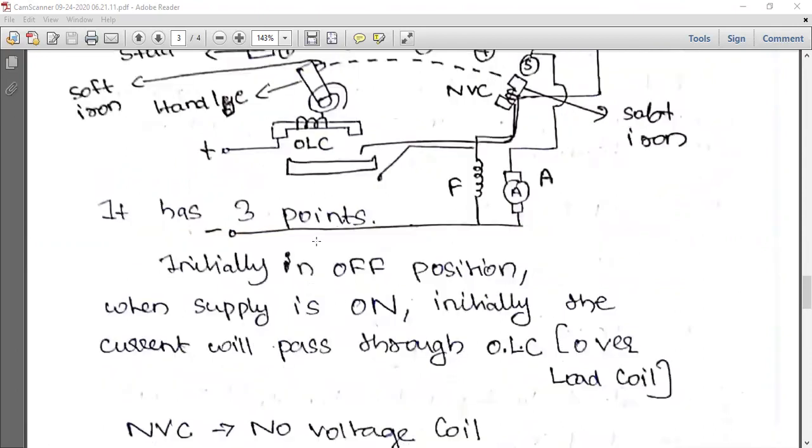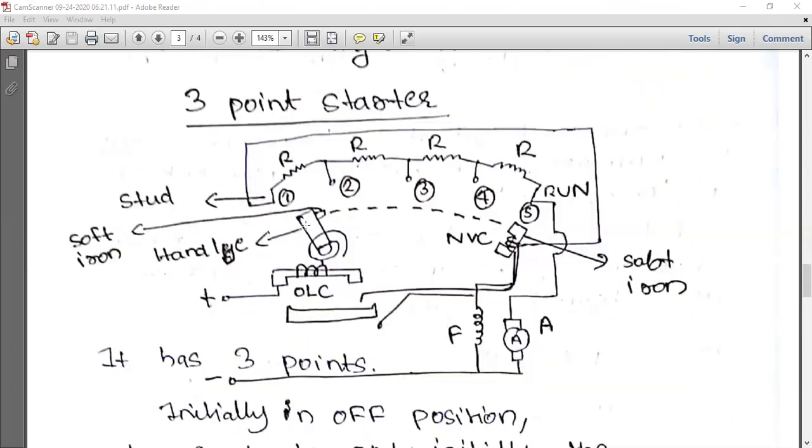Then it gradually gains speed, and when it reaches point 2, the current will be a little higher. After that, the current will again be a little higher, and when it reaches the run point, it will be taking the full load current. So the current gradually increases as we reduce the resistance. By Ohm's law, the current is inversely proportional to the resistance. As the resistance decreases, the current increases, and finally it will be at the run position.